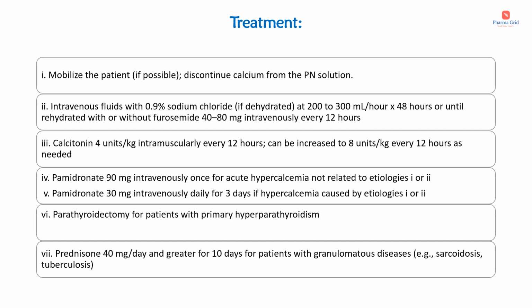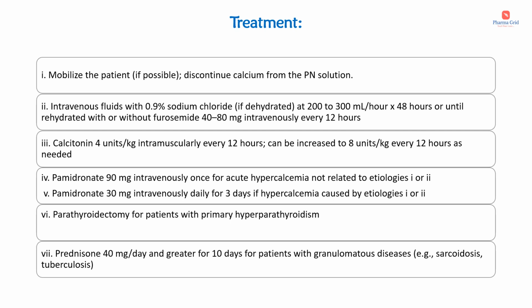can be increased to 8 units per kilogram every 12 hours as needed. Pamidronate 90 mg intravenously once for acute hypercalcemia not related to etiologies 1 and 2. Etiologies we have discussed in the previous slide. Etiologies 1 and 2 include immobilization and chronic critical illness associated with a metabolic bone disease. Then pamidronate 30 mg intravenously daily for 3 days if hypercalcemia is caused by etiologies 1 and 2.